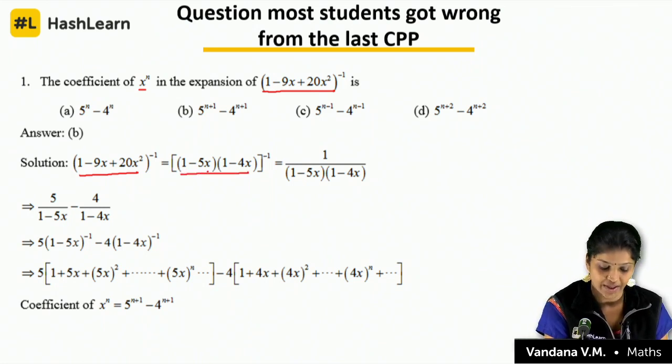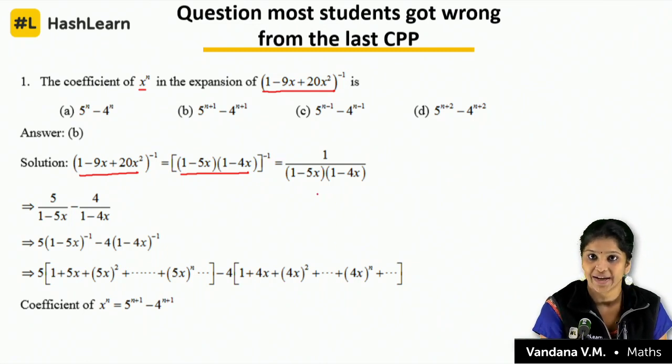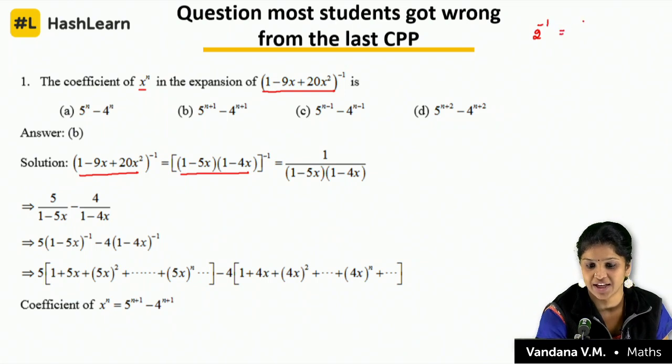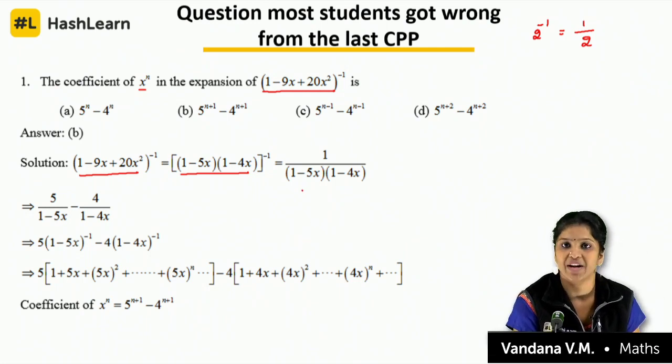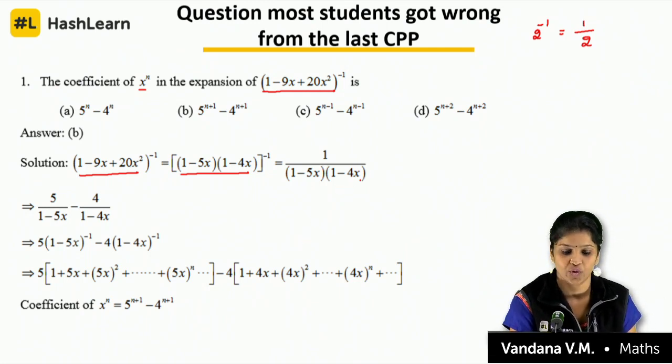So this can be written as whole power minus 1 is there. So this can be written as 1 divided by, isn't it? 2 power minus 1 can be written as 1 by 2. Clear, right? Yes. Now 1 divided by 1 minus 5x, 1 minus 4x.